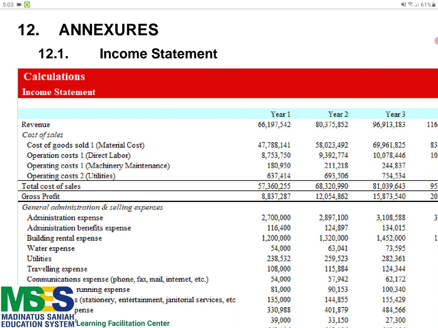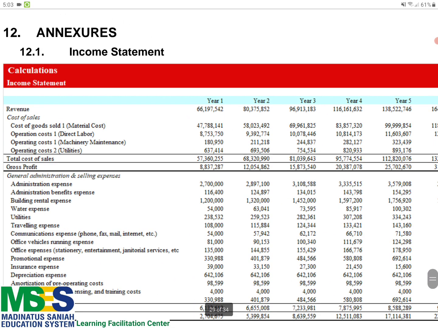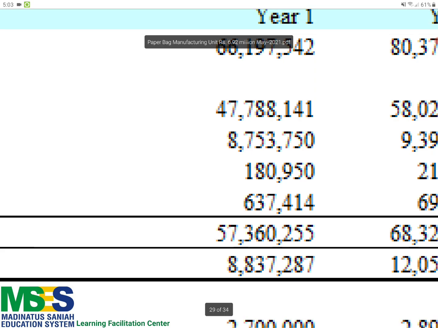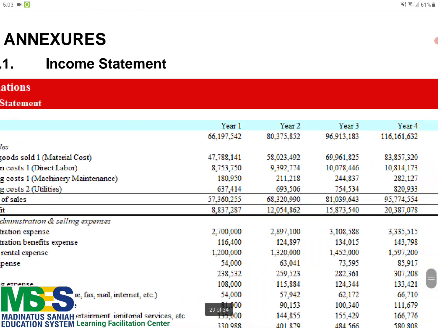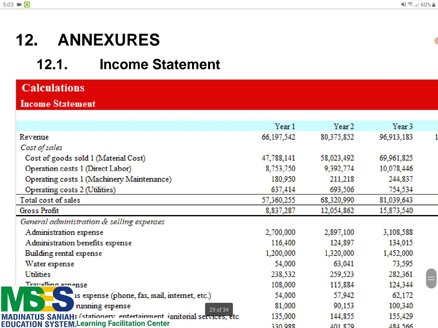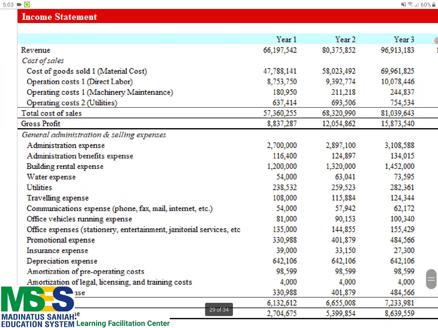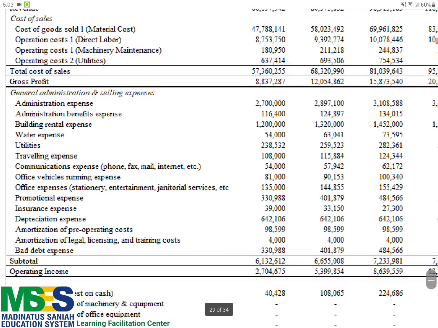It's not profit. Then we deduct the, see what's written under the revenue, cost of sales. What was the cost of sales? Total cost of sales was 57 million. And what was the gross profit? Gross profit 8.8 million. It is before deducting our operational expenses. What are the operational expenses they have listed? Administrative expense, building rental, water expense, utilities, traveling, communication, office expense.